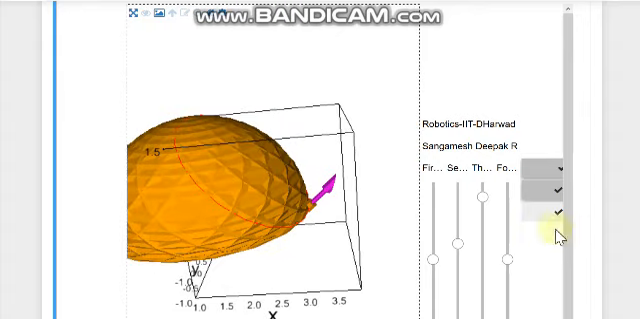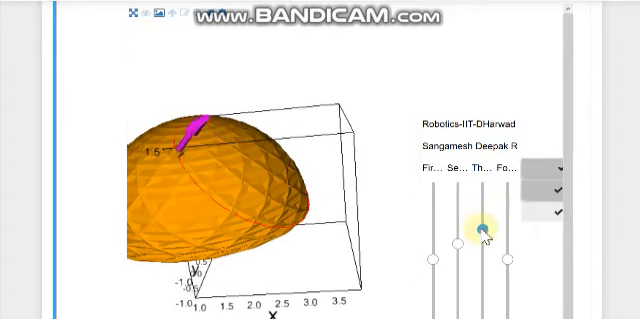Let us just test it. See, here I am changing theta 3. It does lie on the surface. Now I change theta 2. It still lies on the surface. Now let us move on to the next stage.